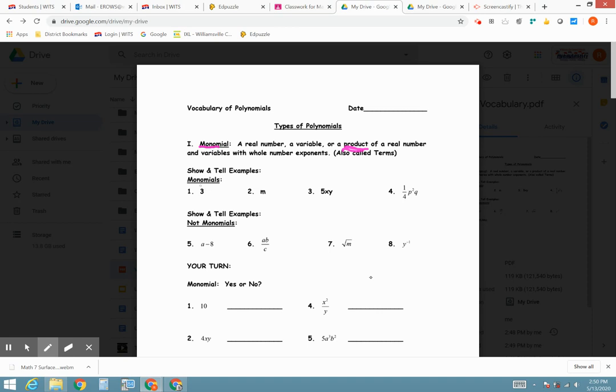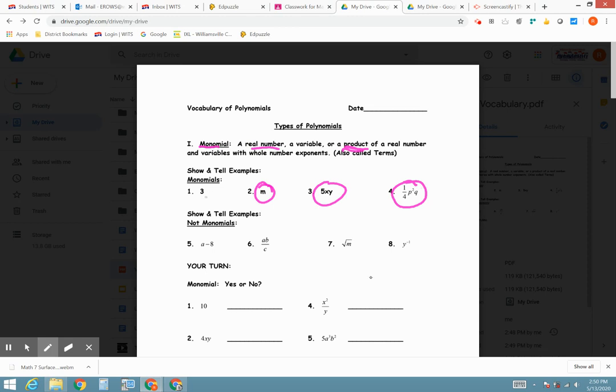So yes, this is a monomial, it's a whole number. This is a monomial, it's a variable. This is a monomial, it's a product of a number and variables. This looks suspicious, but it's okay because it's a product of a real number, which 1/4 is a real number, and some variables. So that's okay.